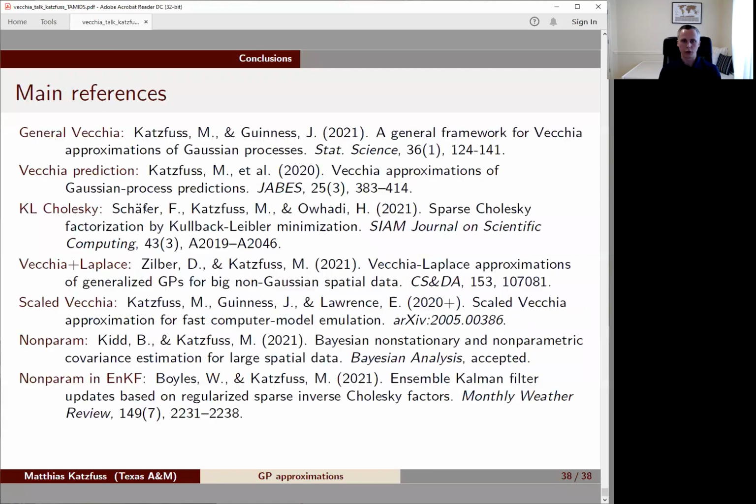Here are some references. I've tried to annotate them a little bit. This paper is on general Vecchia. Here's Vecchia prediction. This paper is about the Kullback-Leibler, Cholesky matrix approximation view of Vecchia. Here's Vecchia plus Laplace for the non-Gaussian setting, scaled Vecchia, and then these non-parametric things that I didn't talk about in detail here, but some references where you can read more if you're interested.